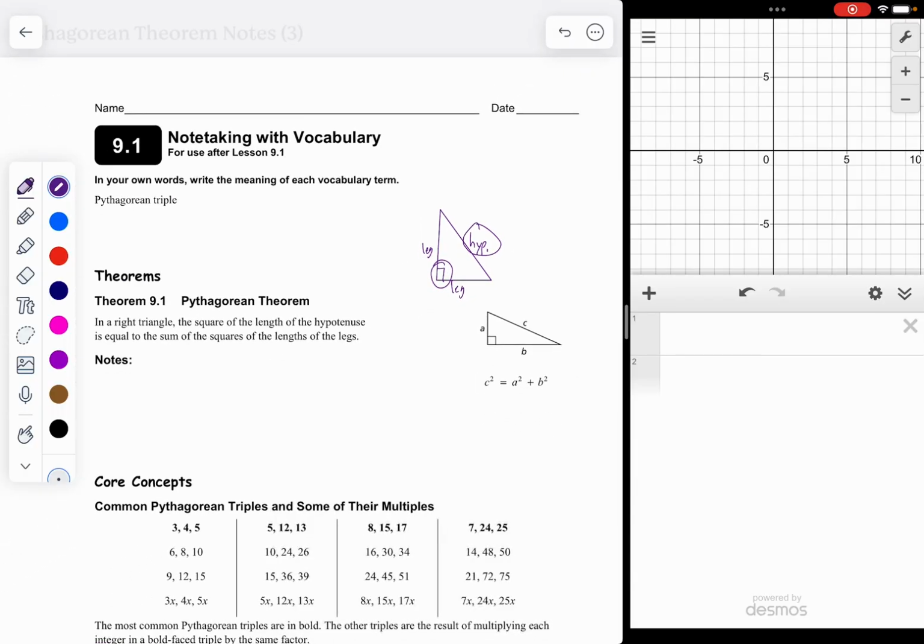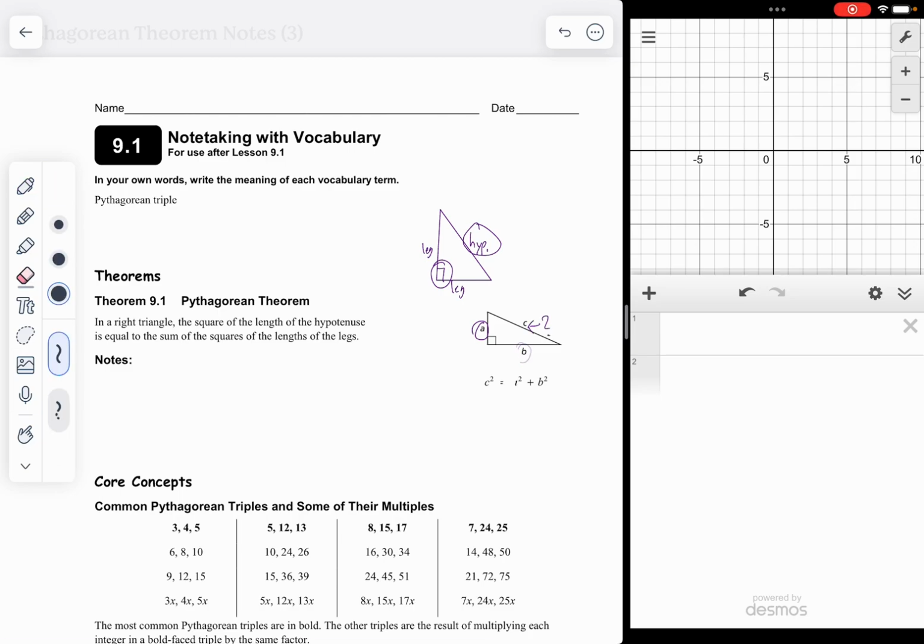So you can find the missing side if you know the length of two of the sides. If you know the length of two of the sides of a right triangle, you can find the length of the third side just by doing some simple algebra.